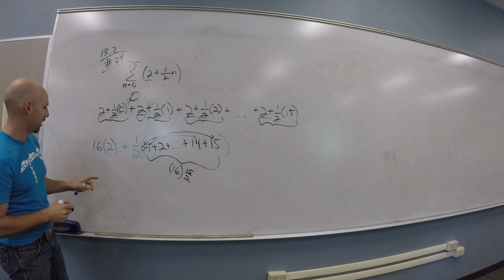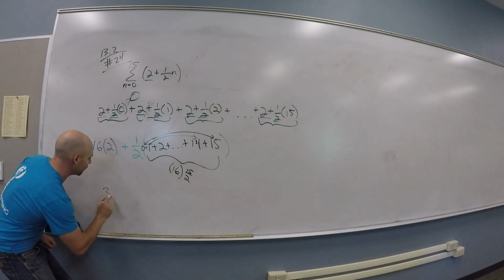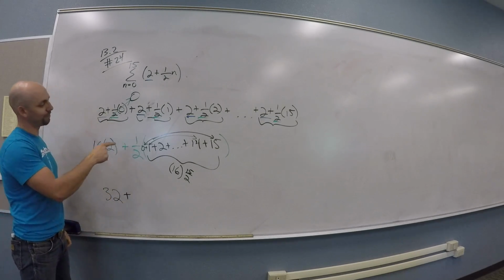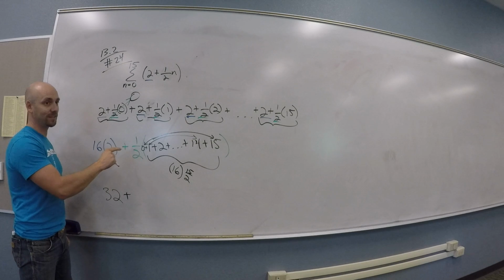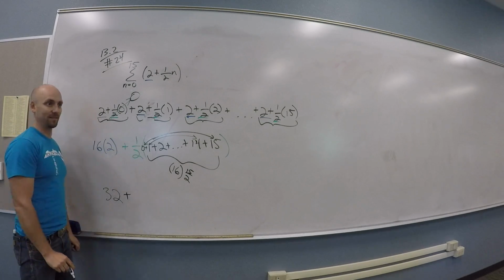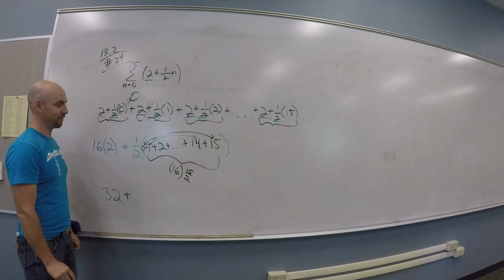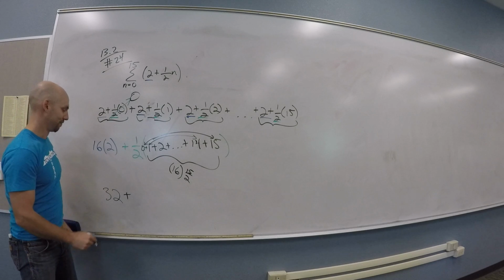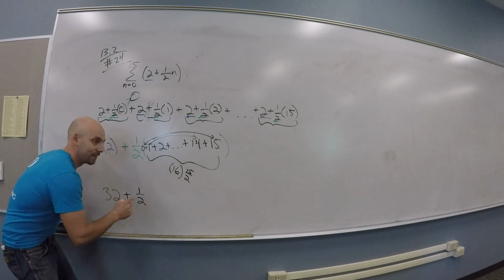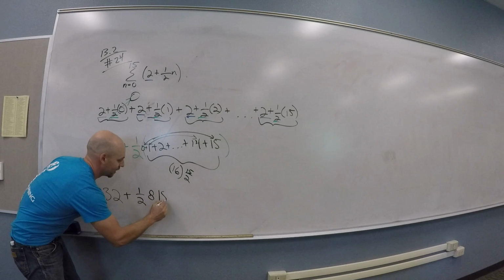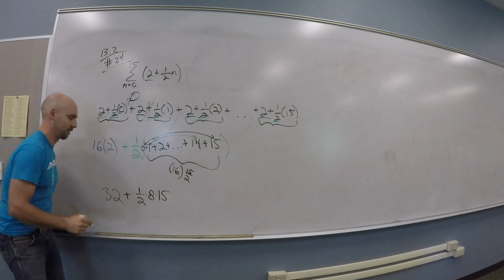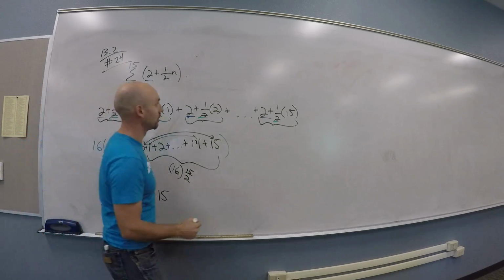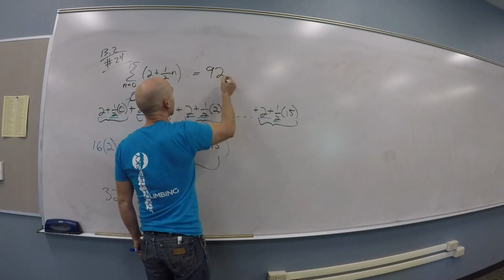Okay, so all told here, I got 32 from the 2's, and half of 15 times 16, or 8 times 15. So there's a 1/2 out front, and then there's 8 times 15 as the sum of that part. So 4 times 15, which is 60. So all told here you have 92.